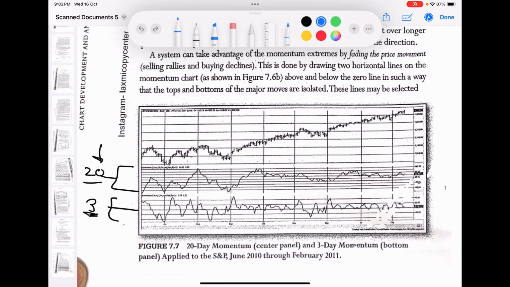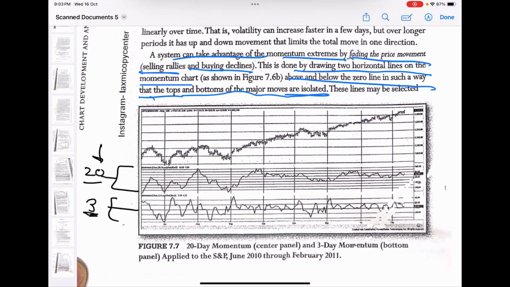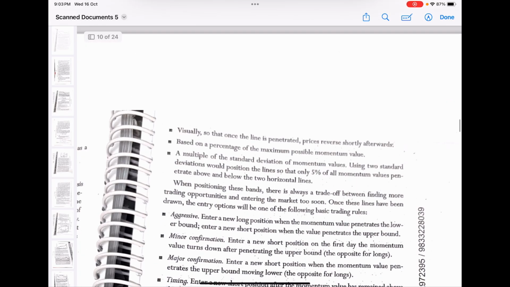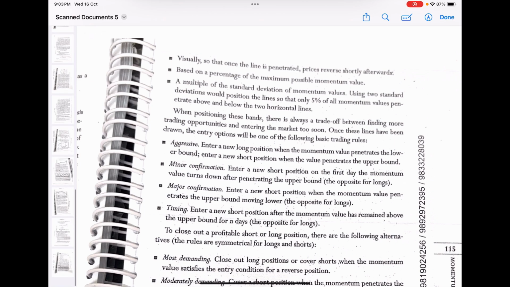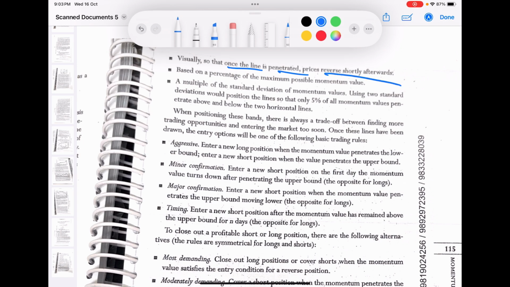A system can take advantage of the momentum extremes by fading the price movement, selling rallies, and buying declines. This is done by drawing two horizontal lines on the momentum chart, above and below the zero line, in such a way that the tops and bottoms of the major moves are isolated. So these lines are basically the lines which we use even in RSI, and you can take decisions based on the way the lines have been penetrated. So once the line is penetrated, price reverses. That's how we discussed the RSI works, based on a percentage of the maximum possible momentum value. So based on the percentages, using two standard deviations would position the line so that only 5% of all the momentum values penetrate above and below.